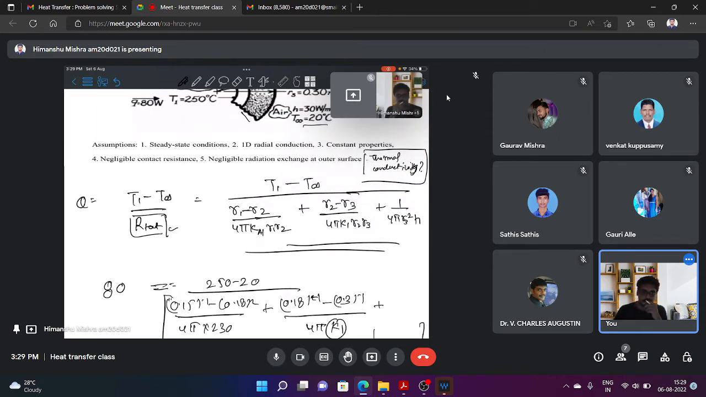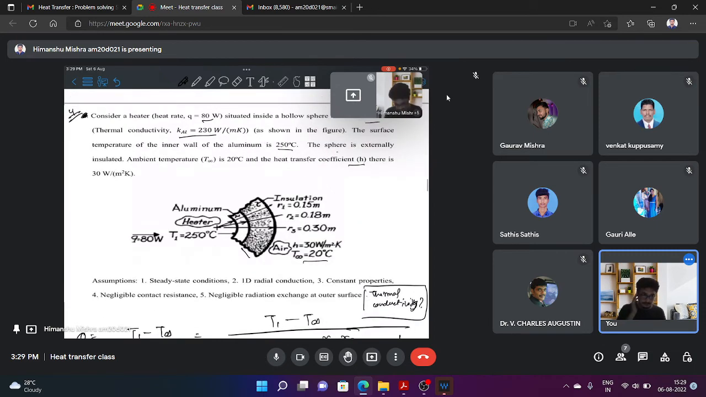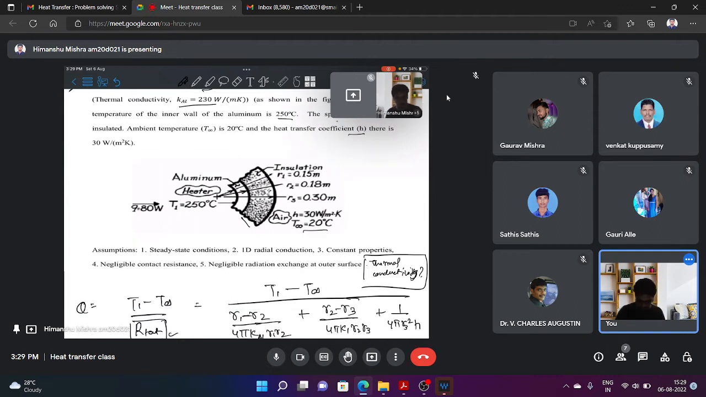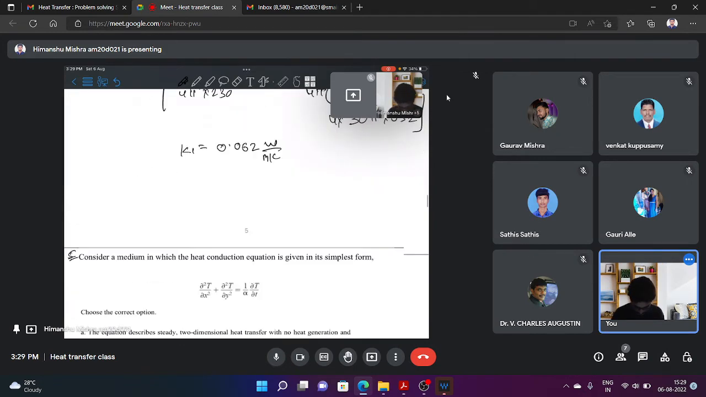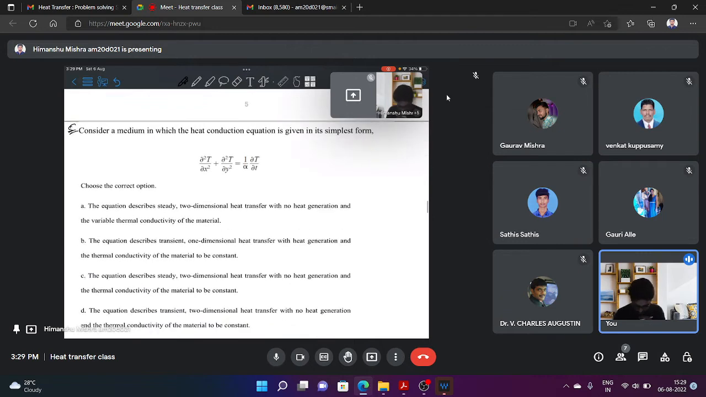So any question until now? There is no heat generation, we just need to use Fourier's law in the spherical geometry. That's all. The assumptions are steady state, one dimensional, constant properties, and so on. So it's just a basic use of Fourier's law. So let's move to a different question.